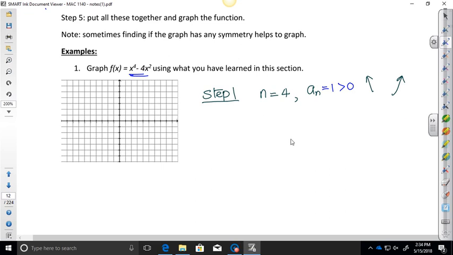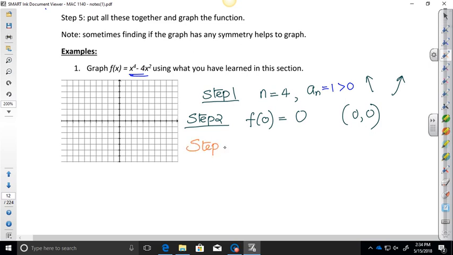So step 2, I need to find the y-intercept. Y-intercept is simply f of 0. What is f of 0? Plug in 0. 0, right? So the origin is the y-intercept. Y-intercept, not x. X-intercepts are zeros. Y-intercept is something different. Step 3, I'm going to find the zeros with the multiplicities.